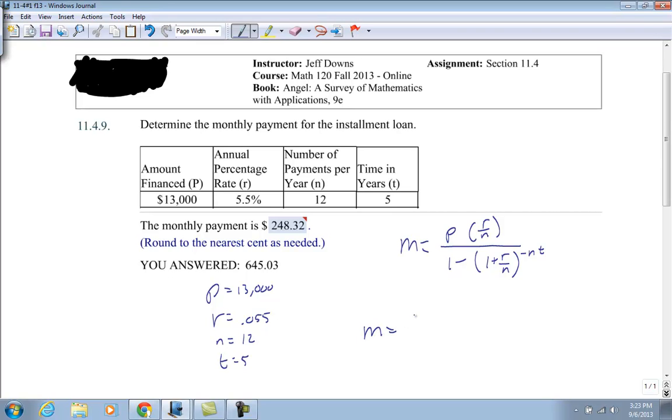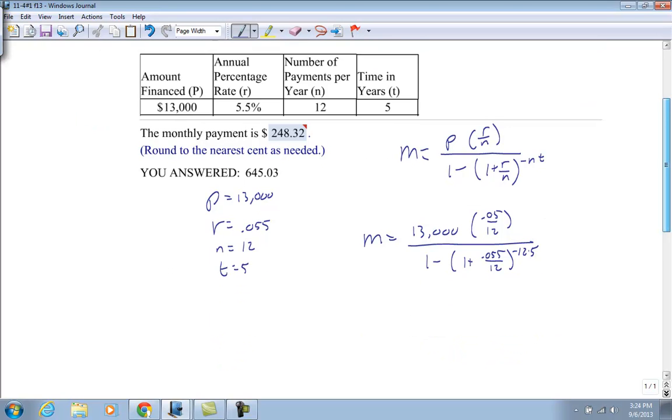So the monthly payment is going to be 13,000 times the rate 0.055 divided by N, which is 12. Divide that by 1 minus (1 plus R, 0.055, over N, which is 12) to the power of negative 12 times 5. A couple places people make mistakes. I do it too. We forget to put the negative there. Another place is we forget parentheses for the power or for the denominator. So if I put this in the calculator, it's going to look like this.